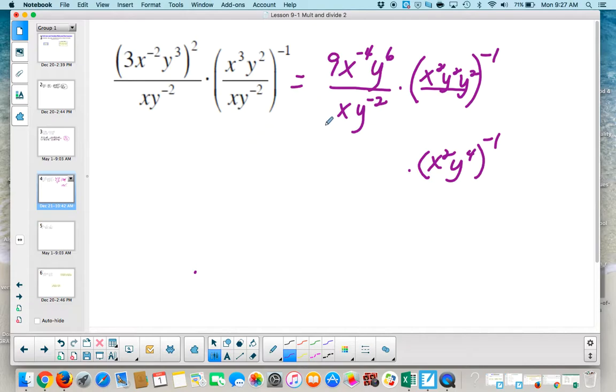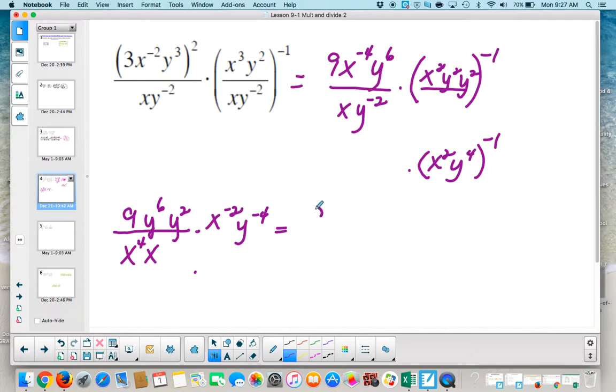From here, I'm going to just simplify this fraction first on the left here. So I'm going to think of that as, I'm going to keep my 9. I'm going to bring my x to the negative 4 down as x to the 4th. And I'm going to bring my y to the negative 2 up to be y to the positive 2. At the same time, I'm going to bring all of this to the negative 1. So that's x to the negative 2, y to the negative 4.